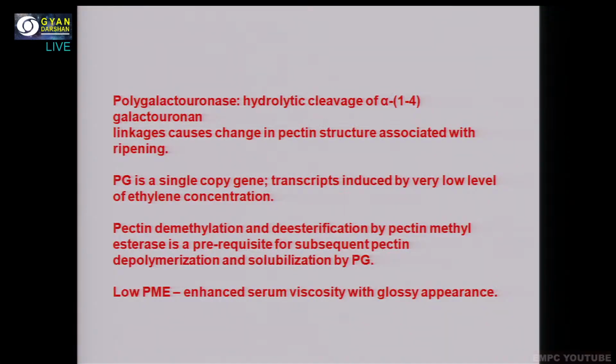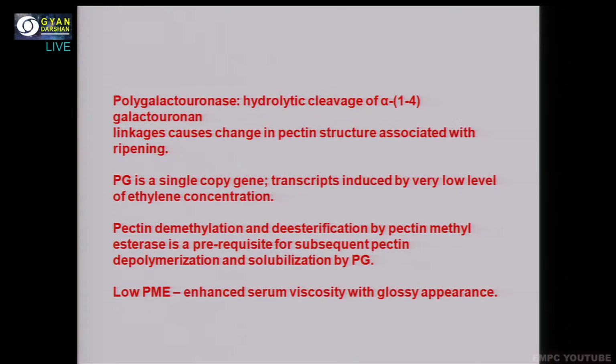Another gene which people have cloned, perhaps we have heard about the flavor saver tomato. What is the flavor saver tomato? It is a genetically engineered tomato where the polygalacturonase gene has been downregulated. What is the function of this polygalacturonase gene? Polygalacturonase is an enzyme that degrades polygalacturonic acid, which makes up the pectin.